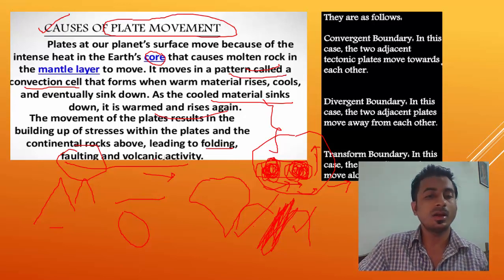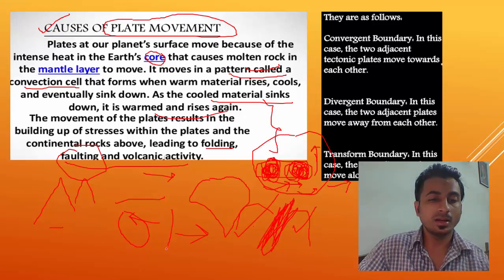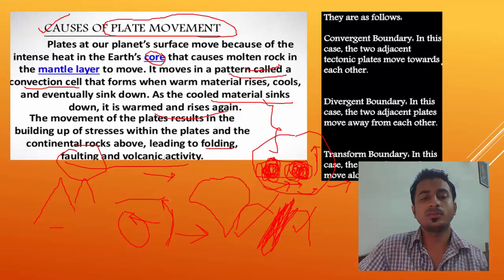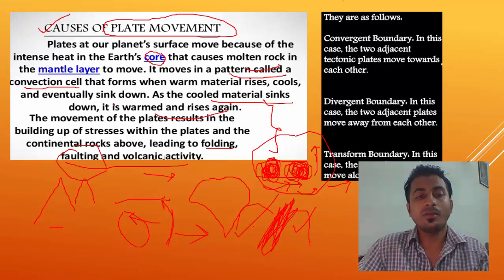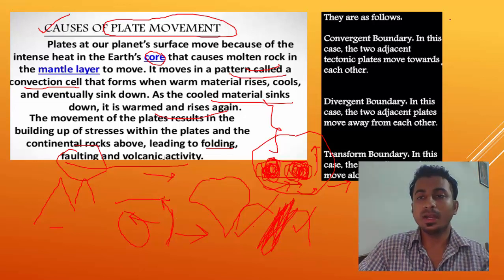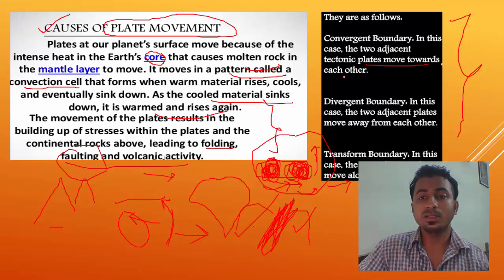How will volcanic activity occur? Suppose two landmasses move in opposite directions, then what will happen? The molten lava from inside the earth will come out, and hence volcanic activity will occur. Okay, now whatever I have told you occurs at three types of boundaries. Convergent boundaries. Converge means to move in a similar direction or move towards one another. So in a convergent boundary, the tectonic plates move towards each other.